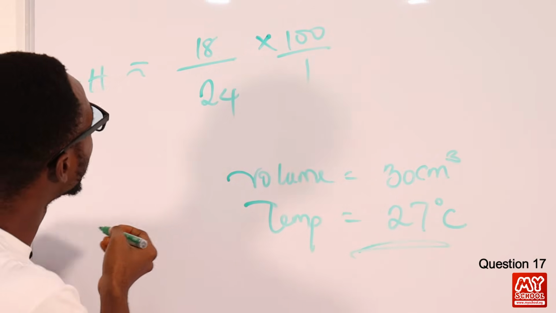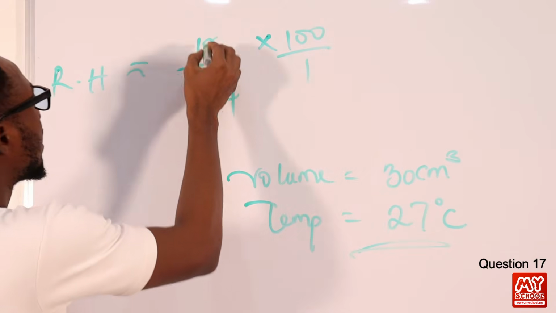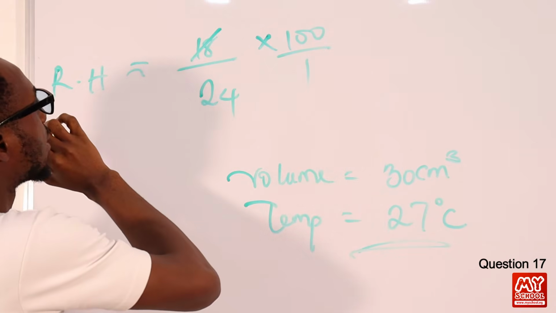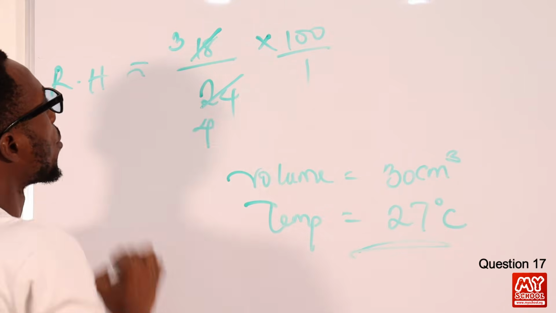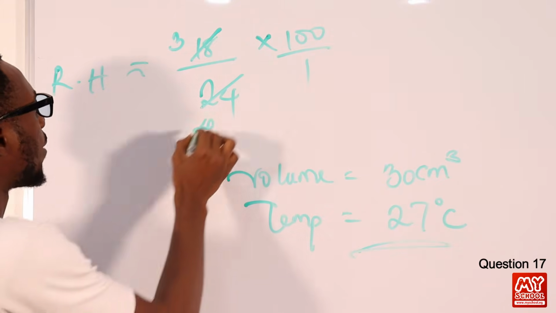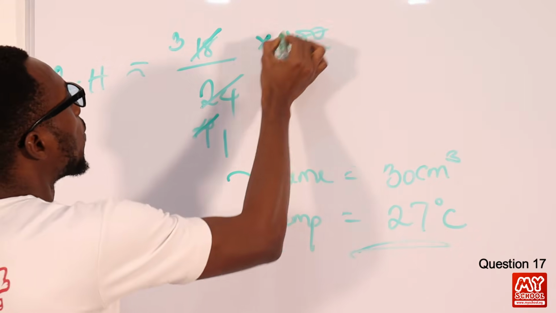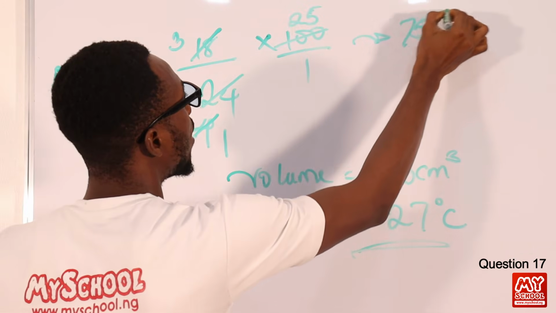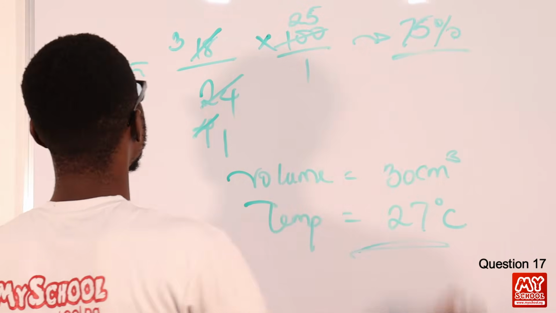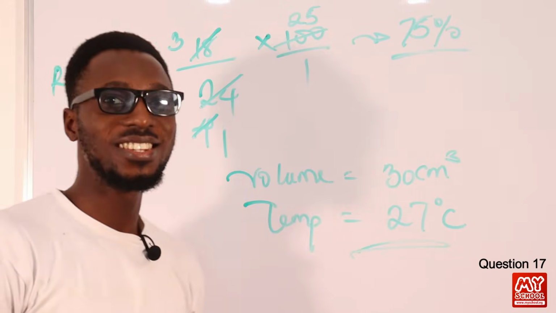Okay, so I can see 6 right here, 3, 6 right here, 4. All right, so I have 4 here, 1. 4 here, 25. So 3 times 25, that's actually 75% humidity. So let's go back to the screen. Let's see if we have 75%.